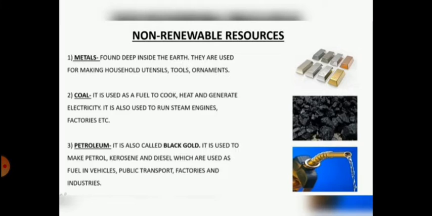Next, we learn about petroleum. Petroleum, also called crude oil and black gold, is a fossil fuel. Just like coal and natural gas, petroleum was formed from the remains of ancient marine organisms such as plants, algae, and bacteria. Today, petroleum is found in vast underground reservoirs where ancient seas were located.